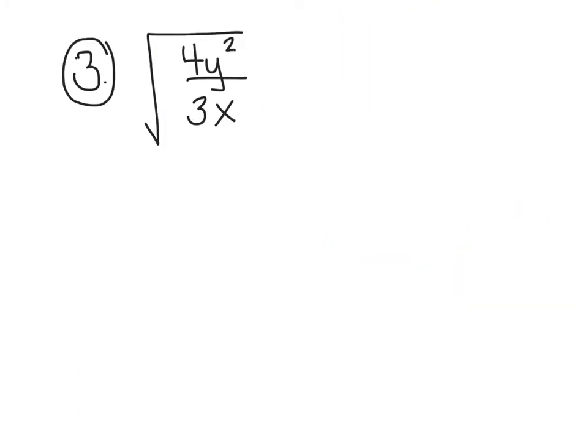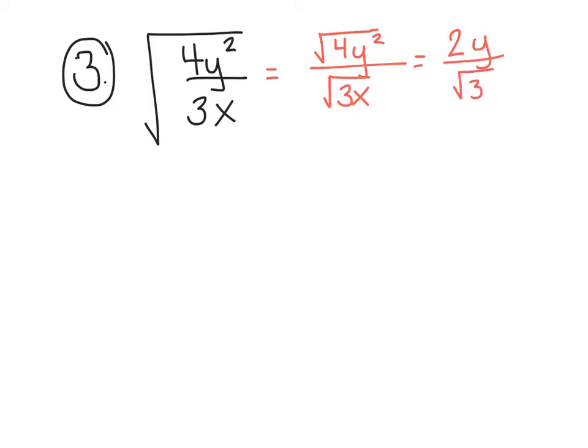So again, I check and see 4 over 3. That does not reduce as a fraction, so using my quotient rule, I'm going to split this into the square root of 4y squared over the square root of 3x. Well, up top, I have two perfect squares. Square root of 4 is 2, the square root of y squared is y. But the denominator has a problem.